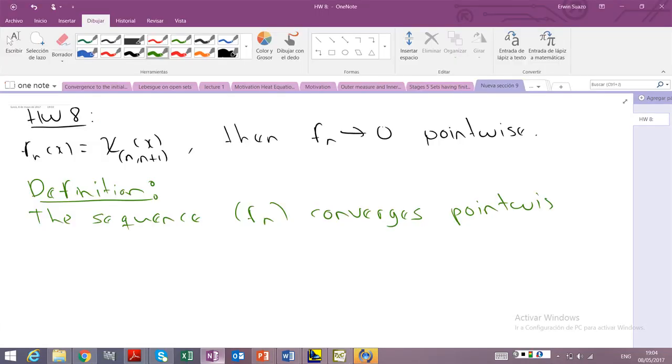Okay, so we're going to solve this problem for homework A. We're going to say that if the function is given for f_n, then f_n converges to 0 pointwise. So by Bartle's book, we can follow that definition. Everybody has the same definition. The sequence f_n converges pointwise to f if for every epsilon bigger than 0. This is page 65 from Bartle.